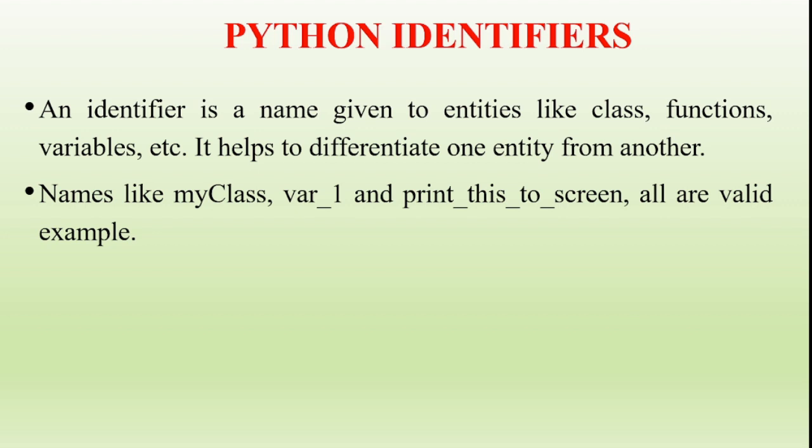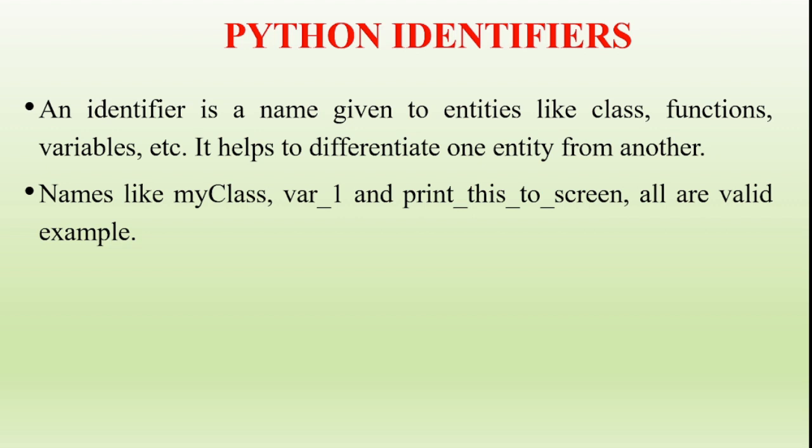Some important rules of the identifiers are: the first character of the variable or identifier must be an alphabet or an underscore. All the characters except the first character may be uppercase alphabets or lowercase alphabets, underscore or digits. Identifier name must not contain any white space or special characters.